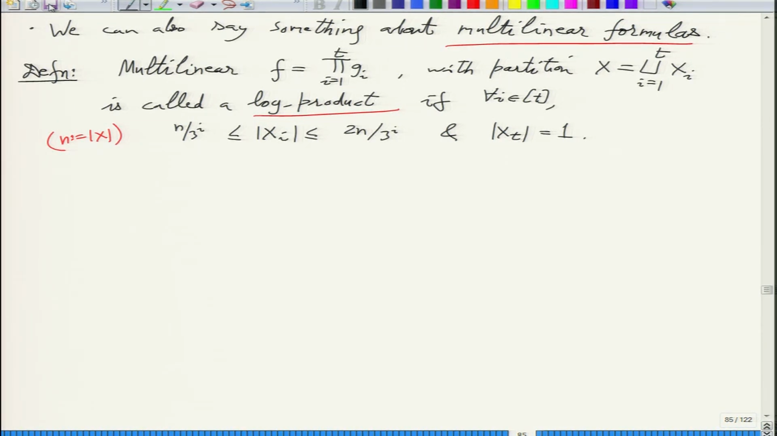So now we have to do two things. We have to show that formulas have this structure. They can be written as sum of log products. So it is called log product because t is log. Yes, so t is around log of n. Definition doesn't match with t-product definition, right? Yeah, so as a t-product, you can only say t equal to 1 because xt is 1. You can't say anything more.